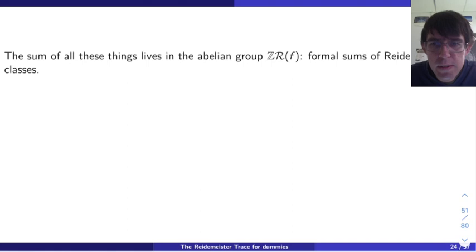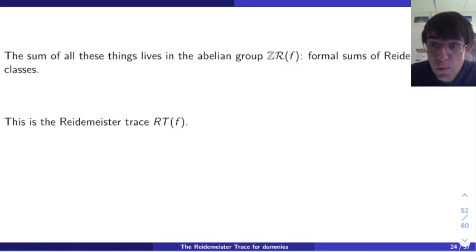And so yeah, what is it? It's not a number. It lives in this abelian group ZR of F, where R of F is the set of all Reidemeister classes, that is rho things, and this Z indicates they can have integer coefficients in front of them. And this is a group, meaning you can add them up like I just did.